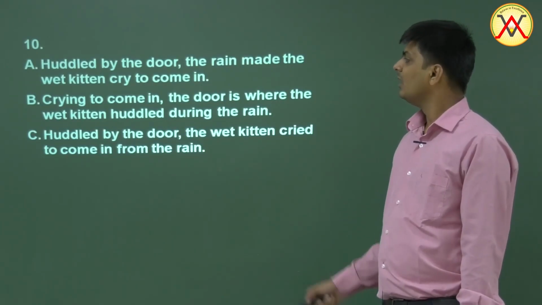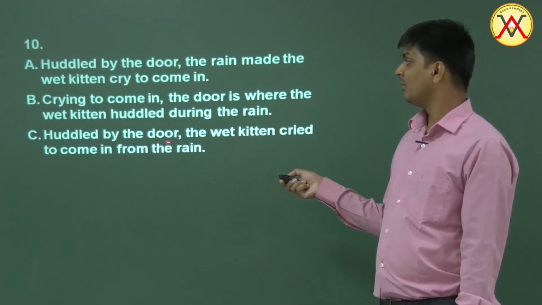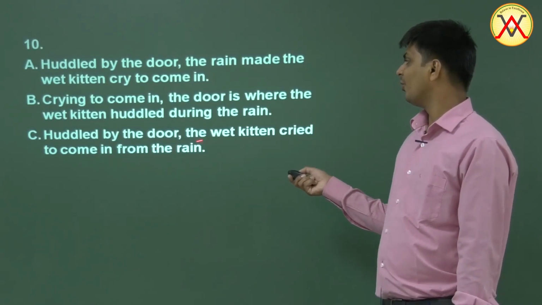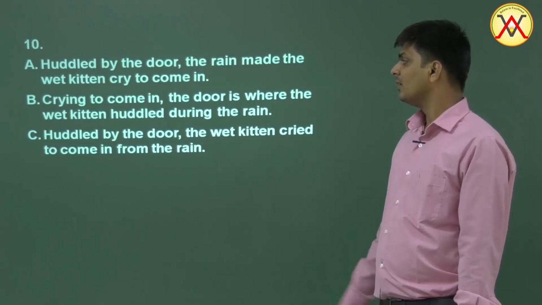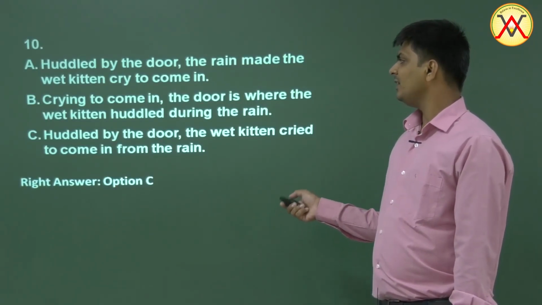But then the next one, "Huddled by the door, the wet kitten." Well, the kitten may have been huddled by the door. And that is the right answer. "Huddled by the door, the wet kitten cried to come in from the rain." So option C is the right option.